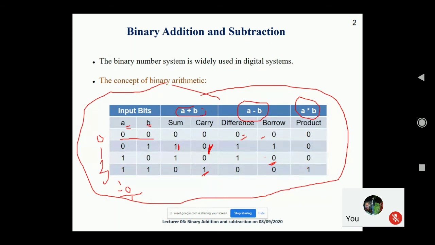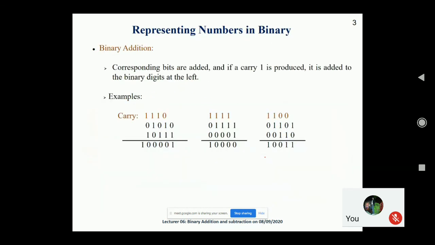So based on this particular concept, this is how we represent the binary addition. Corresponding bits are added, and if a carry 1 is produced, it is added to the binary digit at the left. Always remember, when we perform this type of binary addition, we go from LSB to MSB. We are not moving from MSB to LSB.